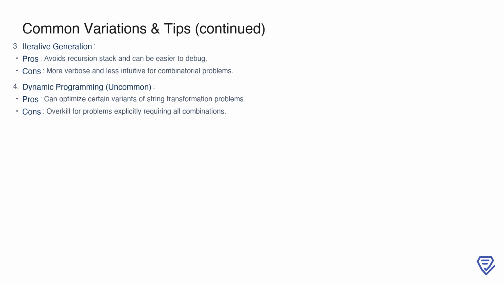Dynamic programming, while less common for problems explicitly requiring all combinations, can sometimes optimize certain variants of string transformation problems. That said, it's generally overkill for this type of task since it's not designed for enumerating all possible outputs. Choosing the right approach depends on balancing simplicity, efficiency, and the specific requirements of the problem.